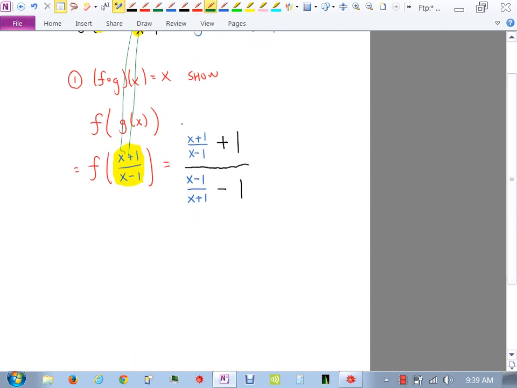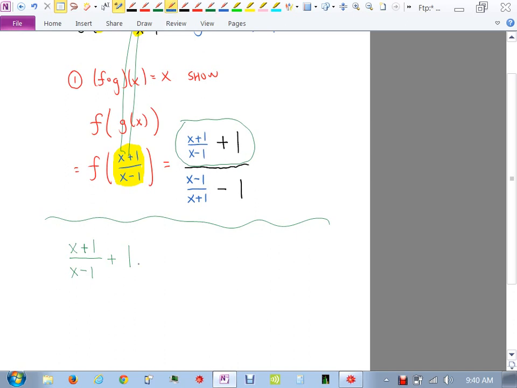So let me just look at this numerator for a second, okay? I'm just doing scratch work here. I'm just going to write it down real quick. What I'm going to do is try and put these two things together. But to put them together, they have to have the same denominator, don't they? So they both have to have an x minus 1 in the denominator.